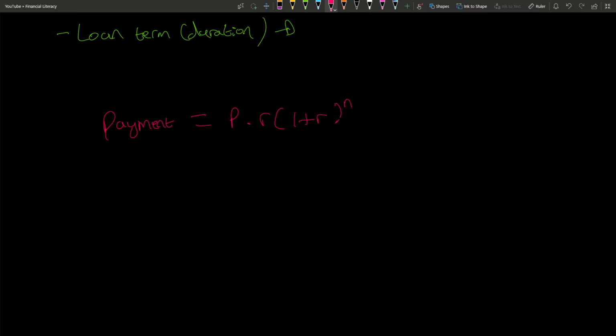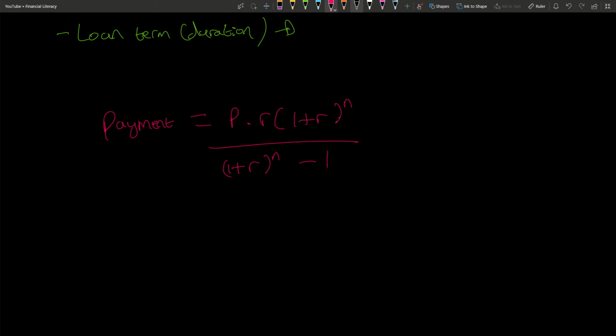And again, this has to be either in months if you want to figure out the monthly payments, or in years if you want the yearly payment. You could go even further down than that and do it into weeks, days, hours, doesn't really matter. Okay, so now below it you just put 1 plus R to the power of N again, minus 1.